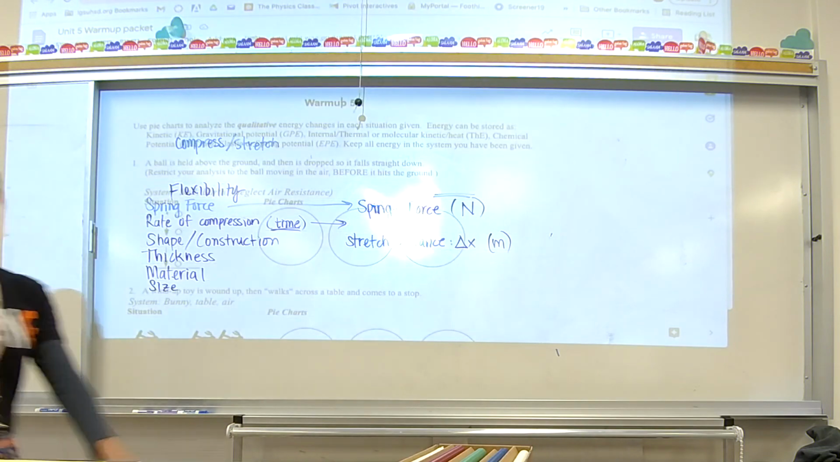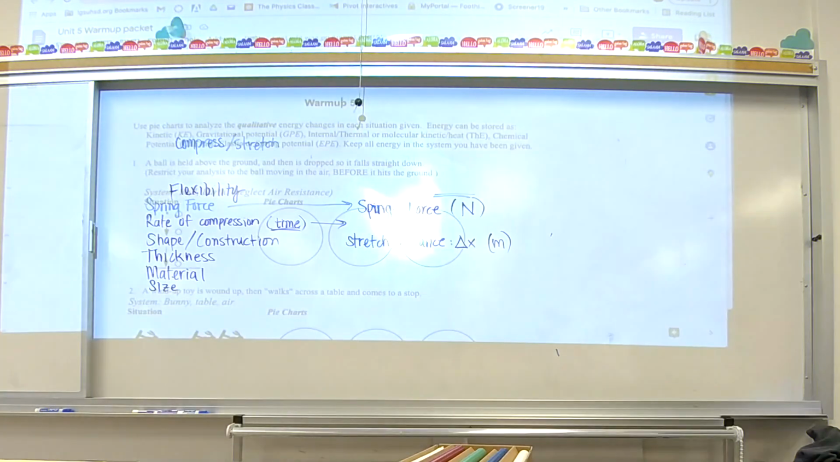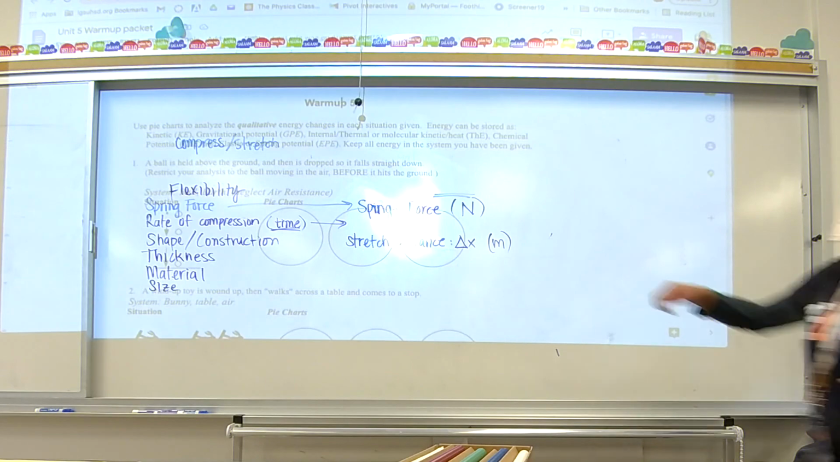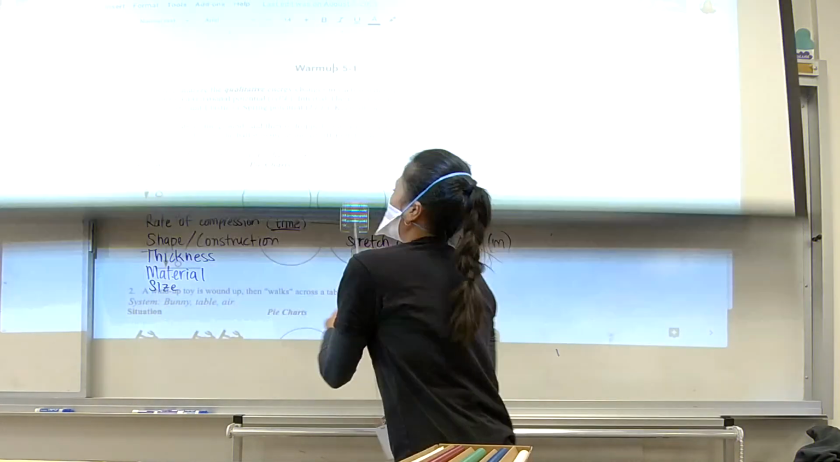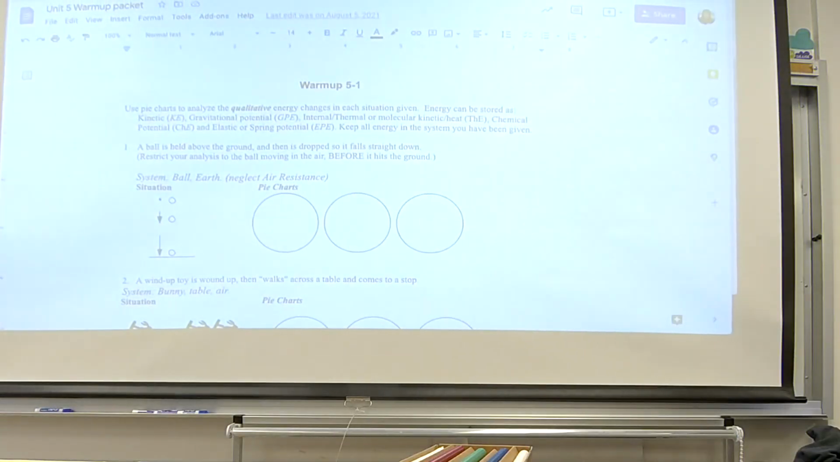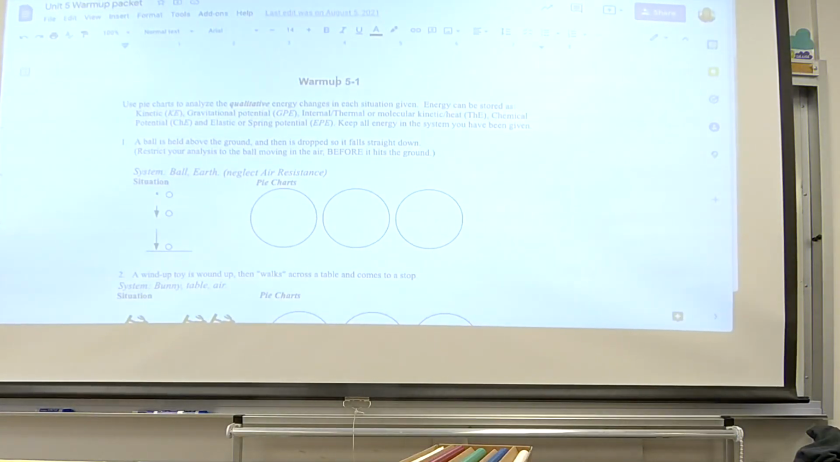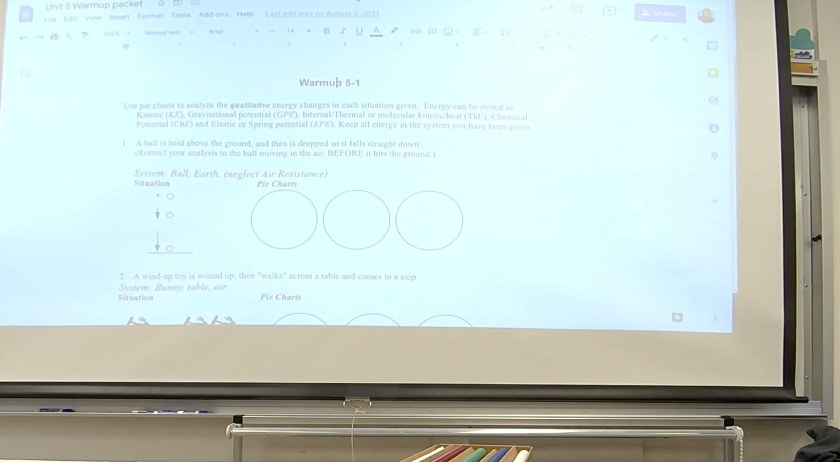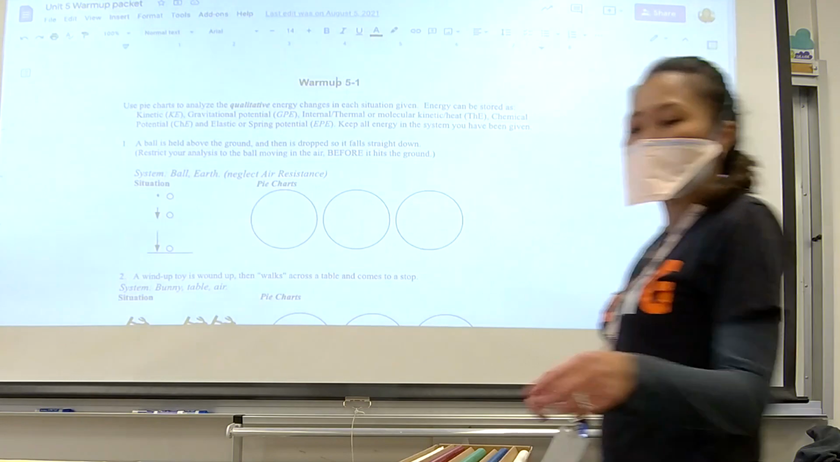Okay, so let's go ahead and look at our lab. Your lab worksheet is gray. We're only doing the first page. In the first page, it's going to have you gather data.